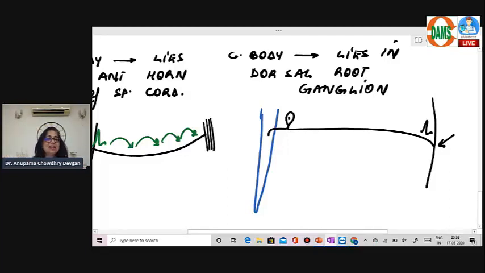Receptors are associated with nerve fibers. Action potential will arise in the first node of Ranvier. And this action potential will jump from node to node to go towards the spinal cord.